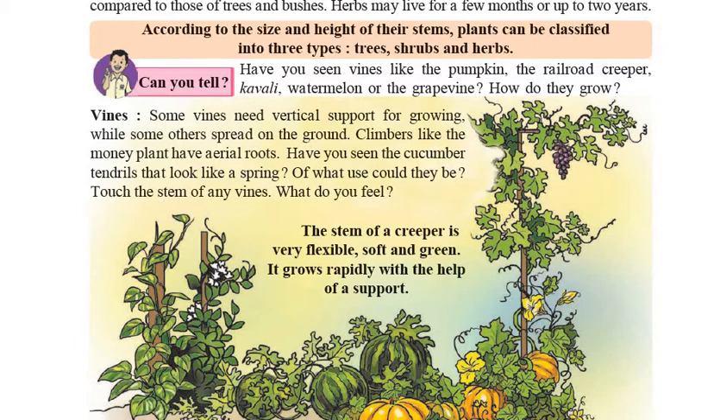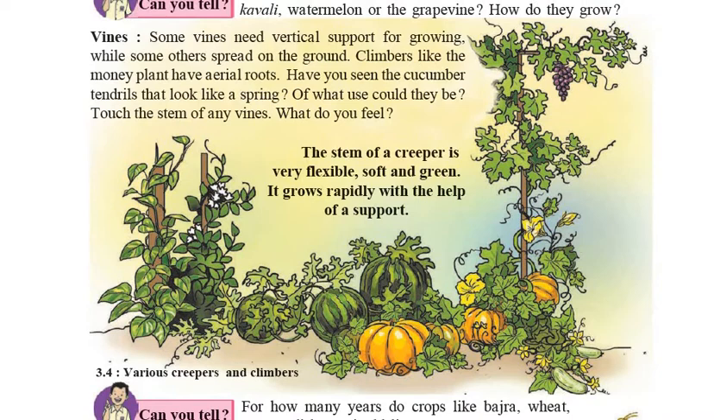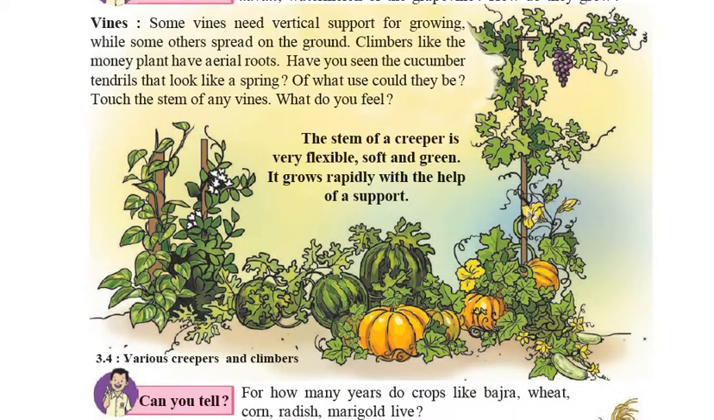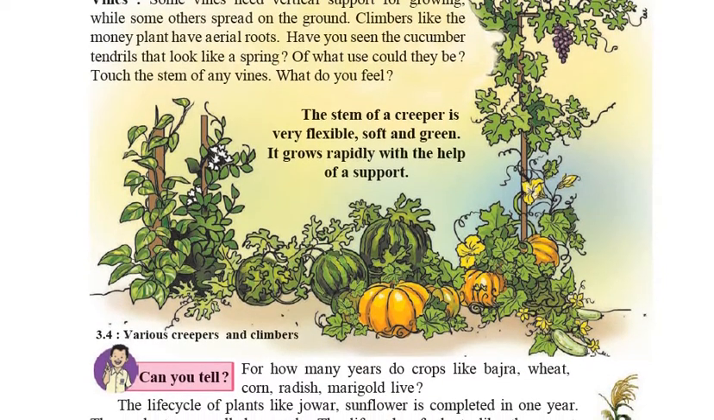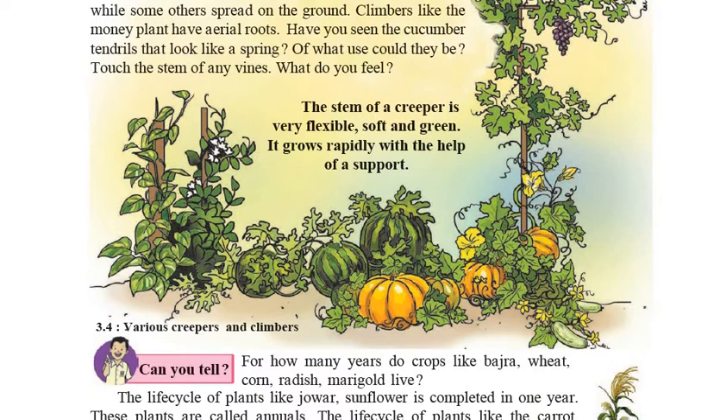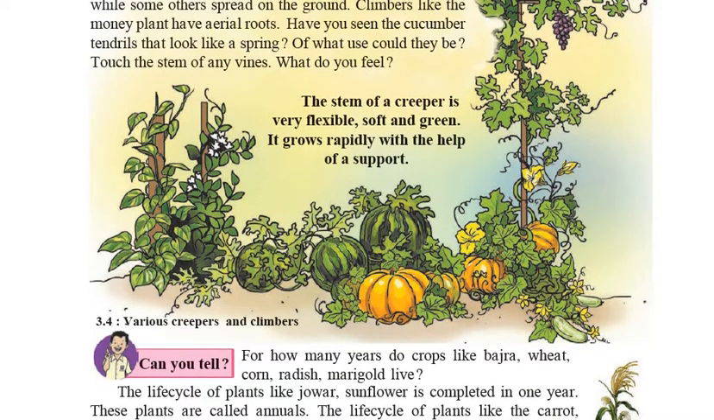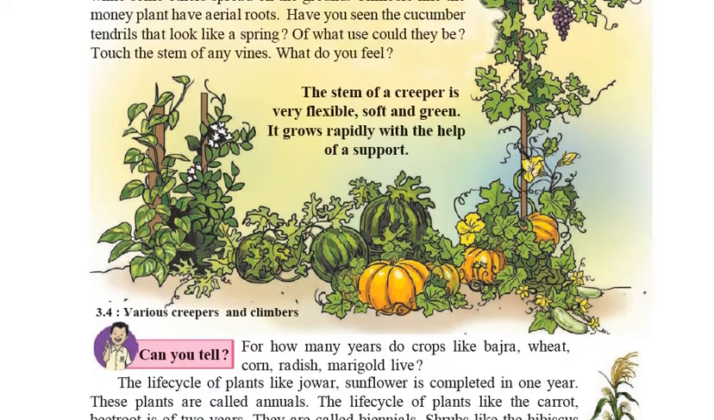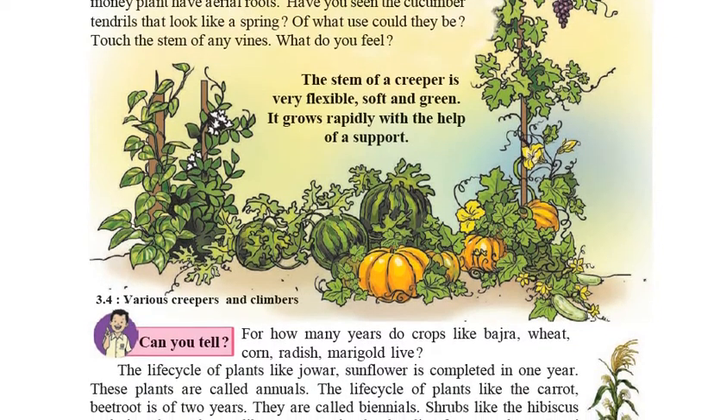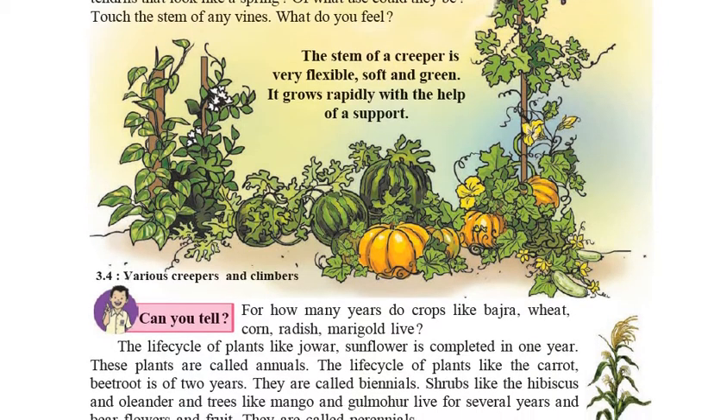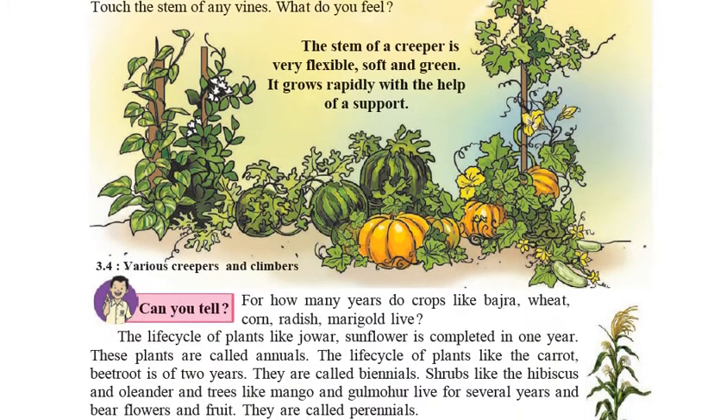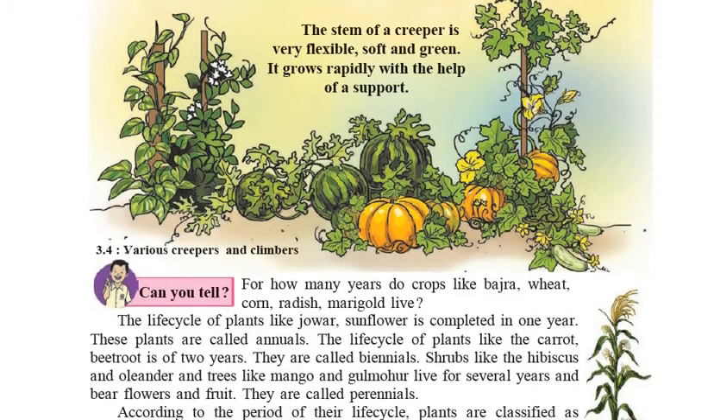Can you tell? Have you seen vines like the pumpkin, the railroad creeper, kavali, watermelon, or the grapevine? How do they grow? Vines. Some vines need vertical support for growing, while some others spread on the ground. Climbers like the money plant have aerial roots. Have you seen the cucumber tendrils that look like a spring? Of what use could they be? Touch the stems of any vines. What do you feel? The stem of a creeper is very flexible, soft, and green. It grows rapidly with the help of a support.